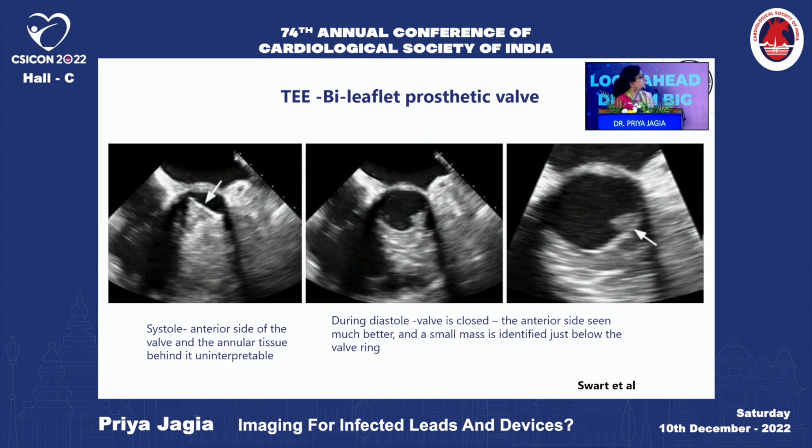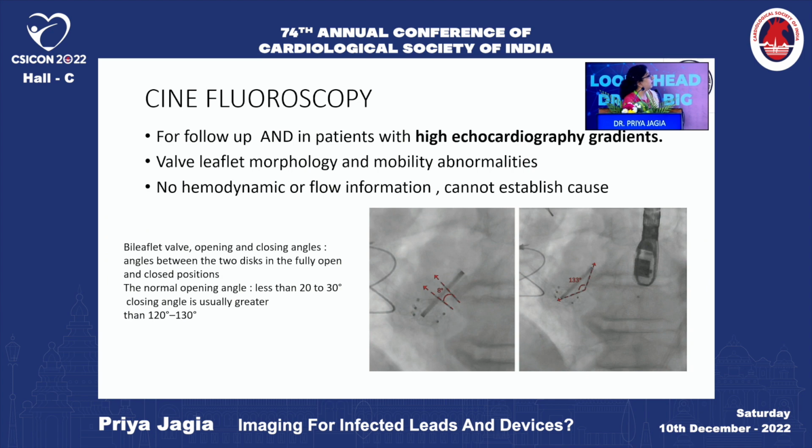So look at this TEE image. This is a systolic image. The anterior side of the valve is leading to a lot of reverberation artifact posteriorly. It is only during diastole, when the valve is closed, that you can see there is a mass just below the valve ring. These are the sort of artifacts which you may see when you are imaging the prosthetic valve.